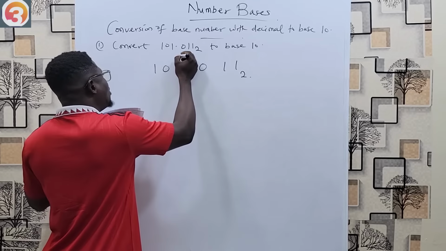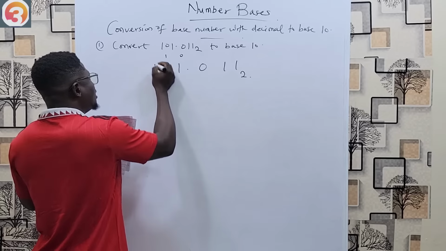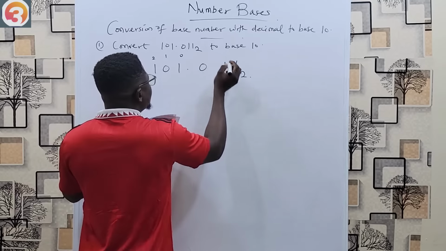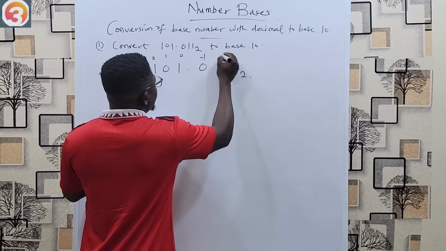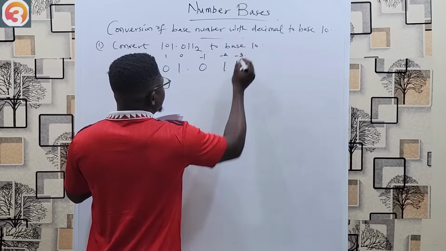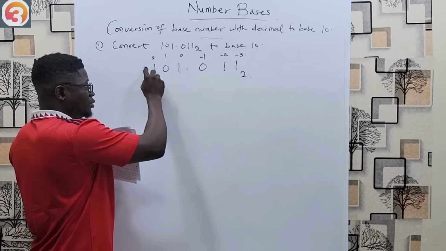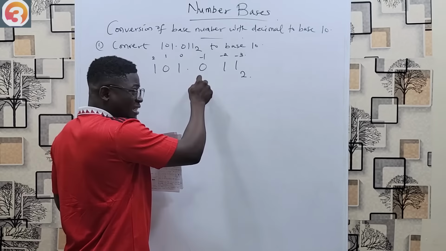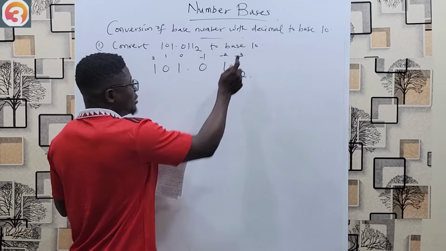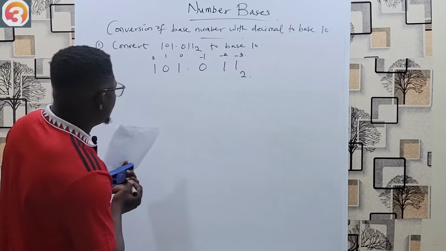So this is the number 0, then 1, then this is 2. Then here becomes minus 1, here becomes minus 2, that's minus 3. So that's how you number. You number 0, 1, 2. From the decimal side, you start with negative 1: minus 1, minus 2, minus 3. So now you can solve.